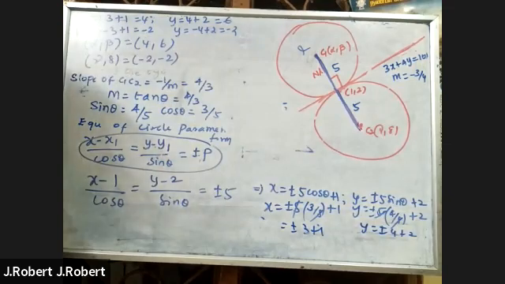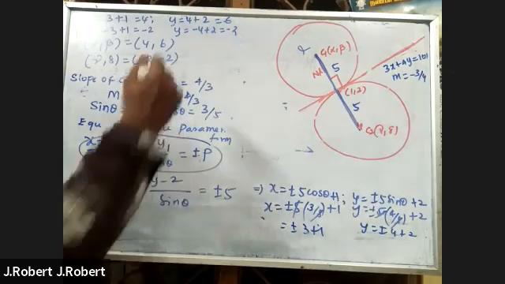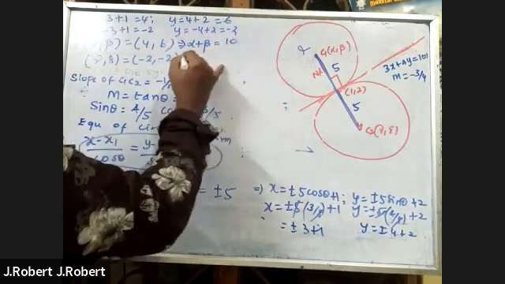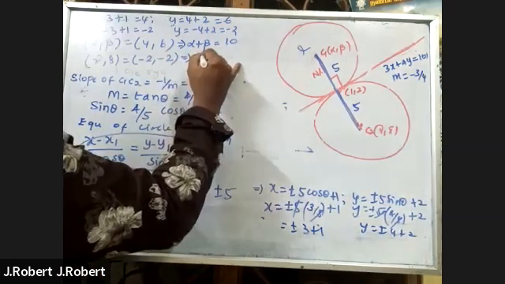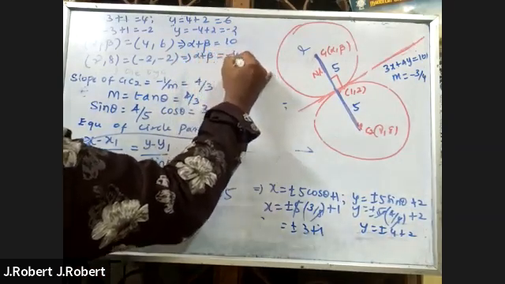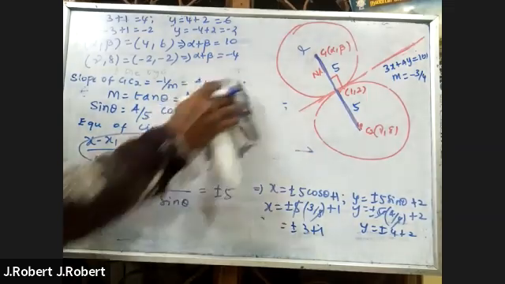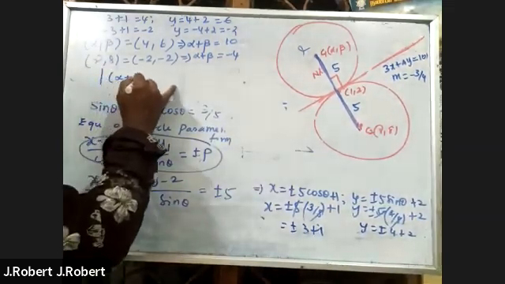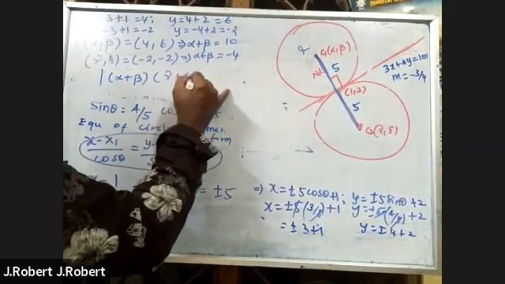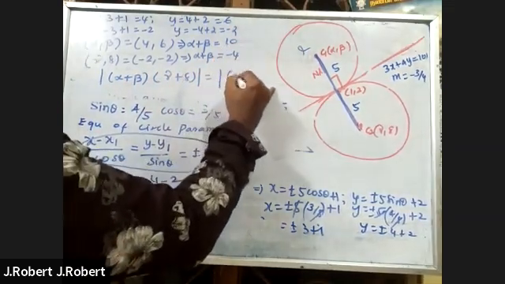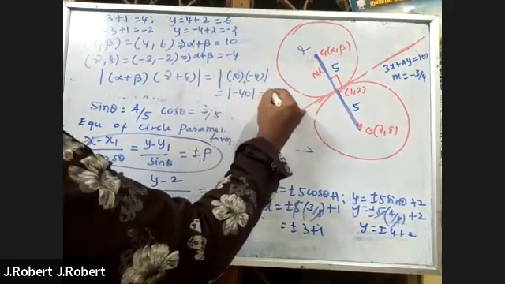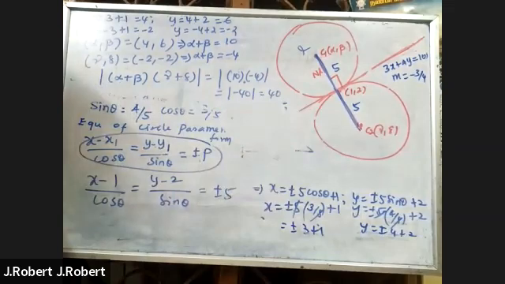What they asked in the question is the modulus of alpha plus beta multiplied by gamma plus delta. From this, alpha plus beta is 4 plus 6, which is 10, and gamma plus delta is minus 2, minus 2, which is minus 4. The question asks for the modulus of alpha plus beta into gamma plus delta, which equals 10 multiplied by minus 4. We get modulus of minus 40. The answer is 40.